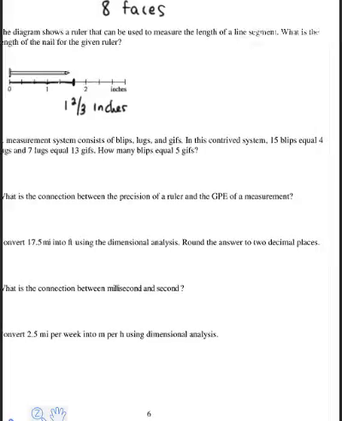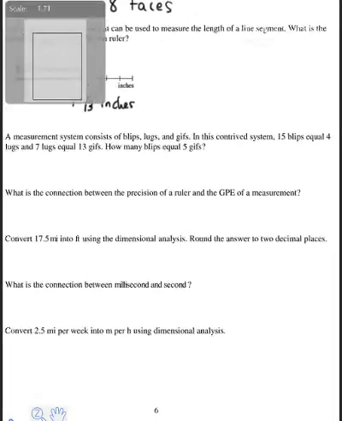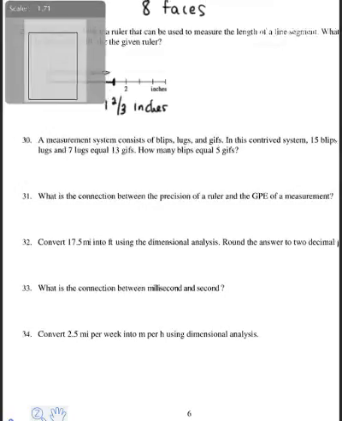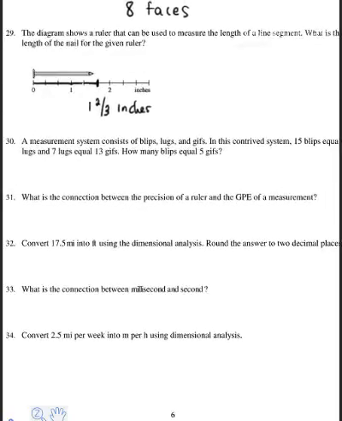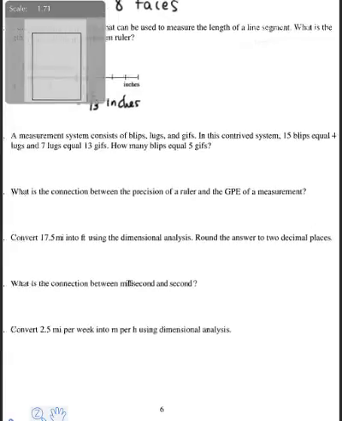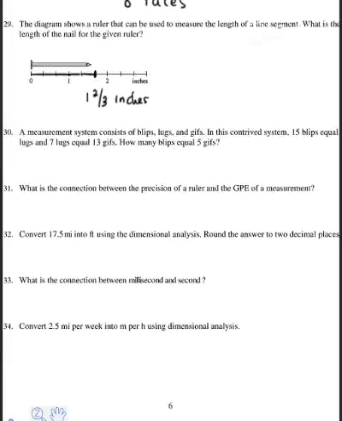Okay, we've got 15 blips equal 4 lugs, 7 lugs equal 13 gifts. How many blips equal 5 gifts? Okay, so we've got to go from blips to lugs, and then from lugs to gifts, it looks like.